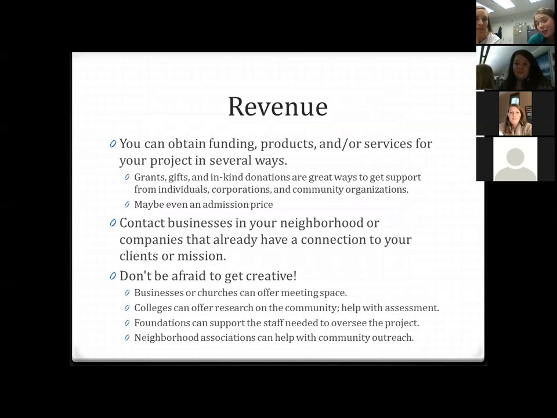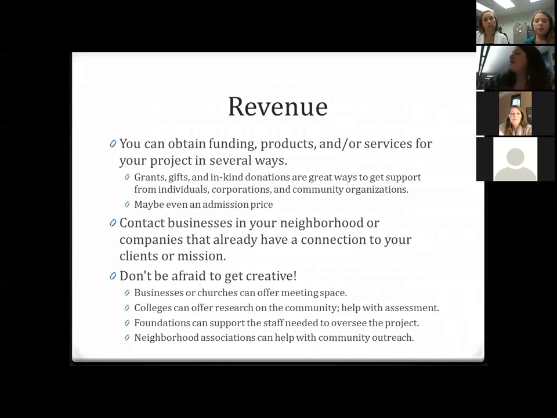So that leads us into revenue. You can obtain funding, projects, and or services for your project in several ways. You don't have to ask straight for cash or have a goal of just raising cash. You can get your funding through grants, gifts, in-kind donations. They're great ways to get support from individuals or corporations. If you are having an event, you could always think about charging an admission price or something else to help cover some of those costs.